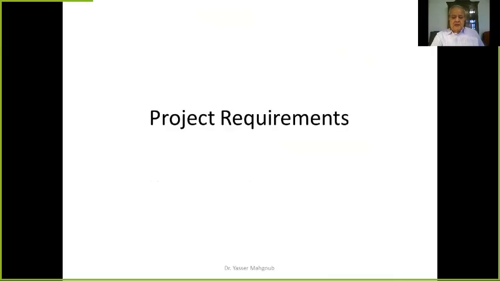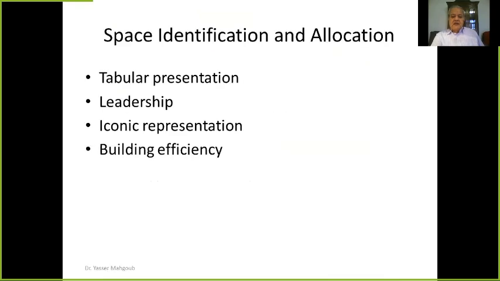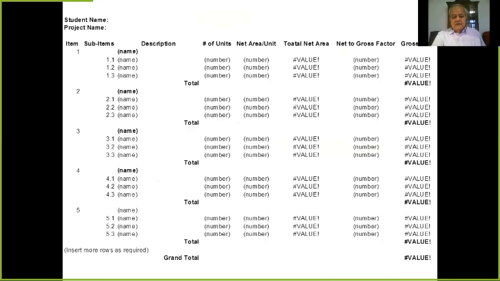So the project requirements at the end are presented as tables that look like this, that have the items and sub items, and they have to be clearly numbered so that we can reference them, and the number of units needed of each item, and the net area and the total net area of this item, and the net to gross factor, is it 60 or 50 or 70%, and then the grand total of the project, so the gross area of the item.